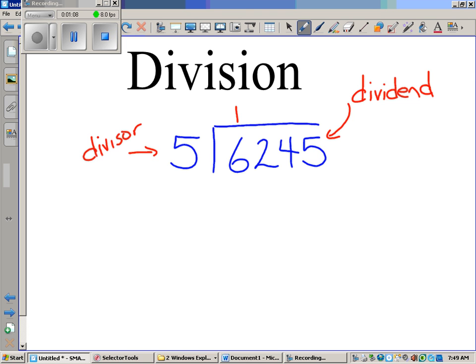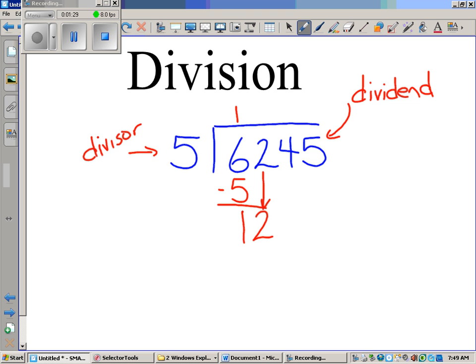So now we have to know what is 5 times 1. 5 times 1 is 5. Put it underneath there, and we're going to subtract to see what our remainder is, what's left over. And we have 1 left over. So we're doing okay. Now what we have to do is bring down this 2, the next column over, and it goes down here.